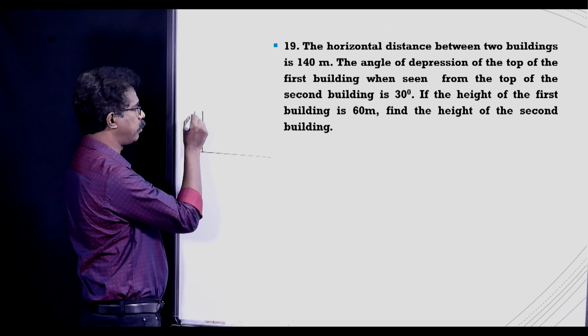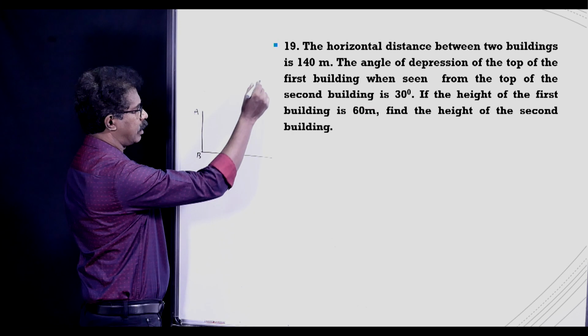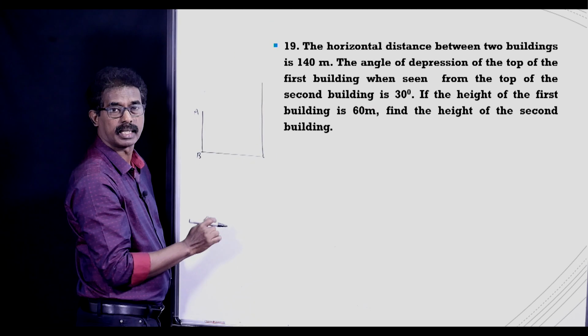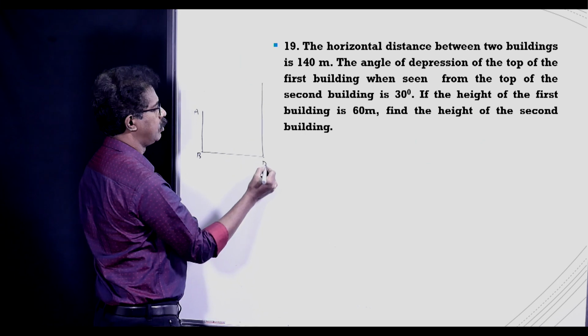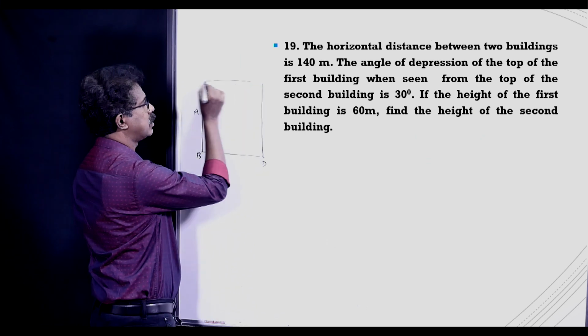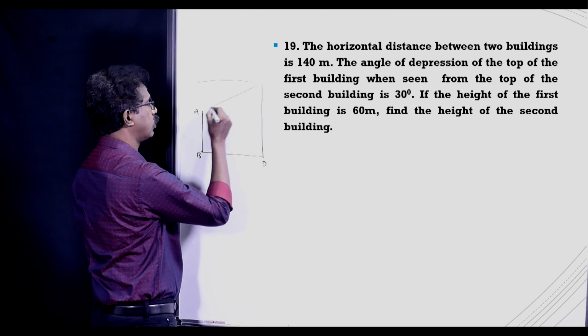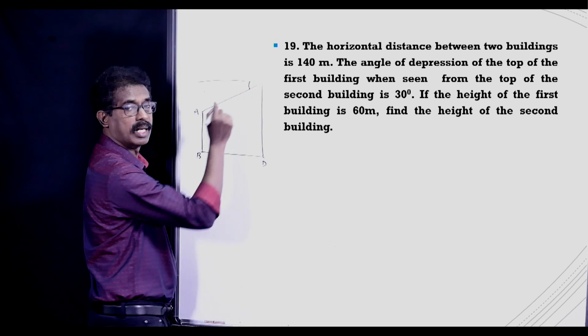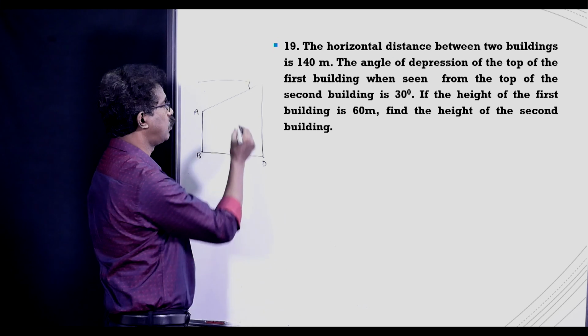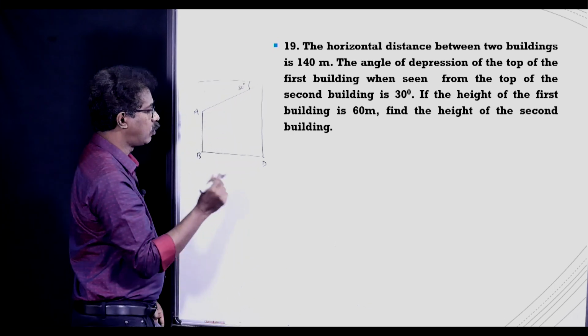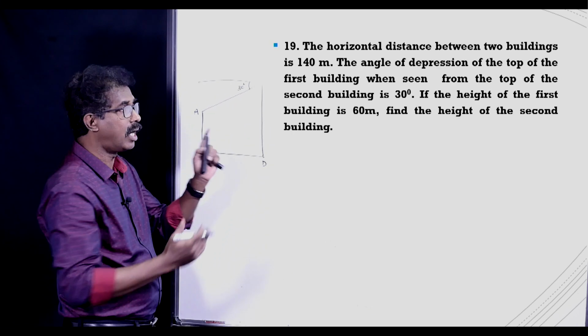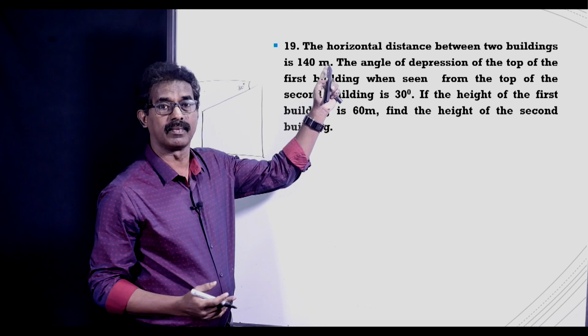First building, AB. Second building is here. I am taking that second building as CD. From here, your eyesight will be like this. You are looking at the top of the first building at an angle of depression. Looking down. They given us 30 degree, right? And one more thing, the distance between the two buildings they given us.